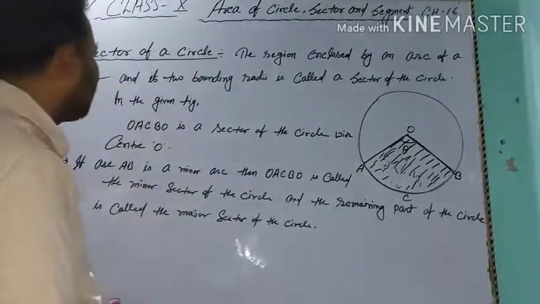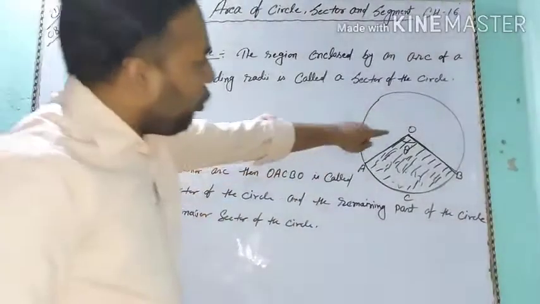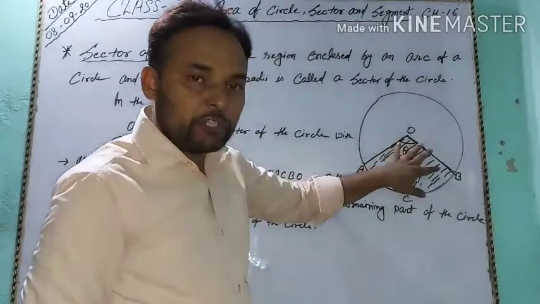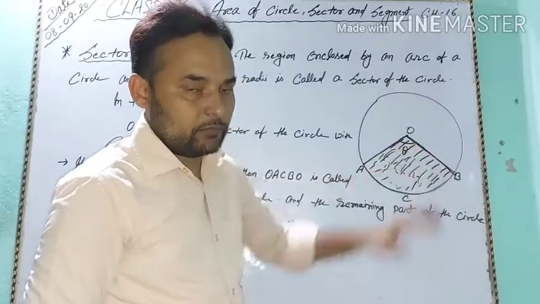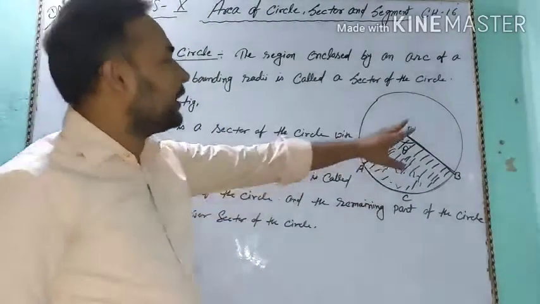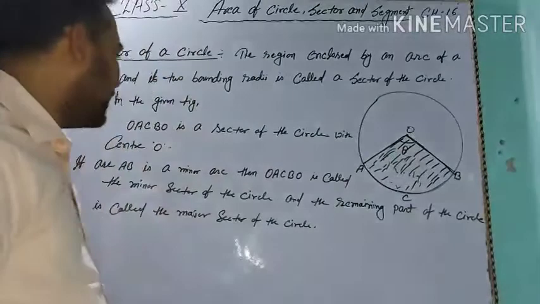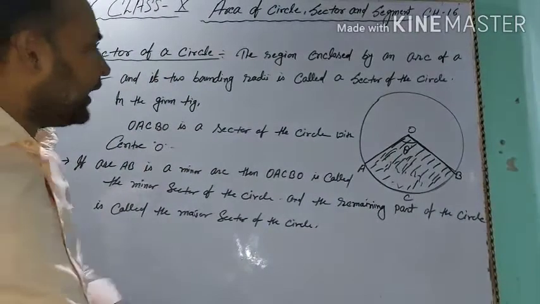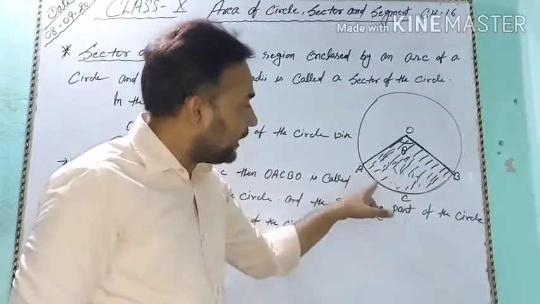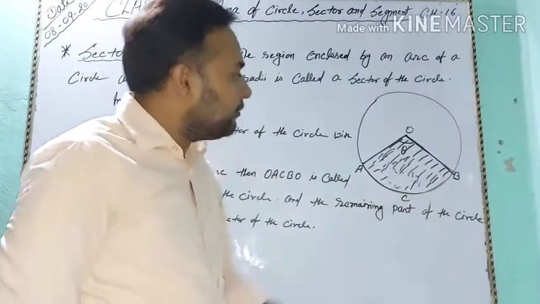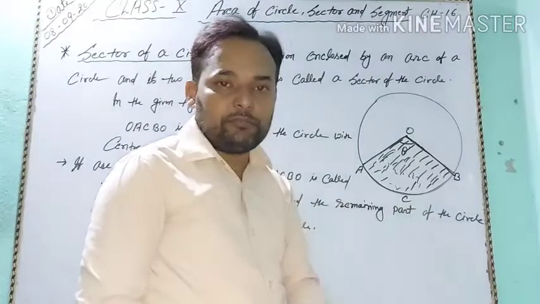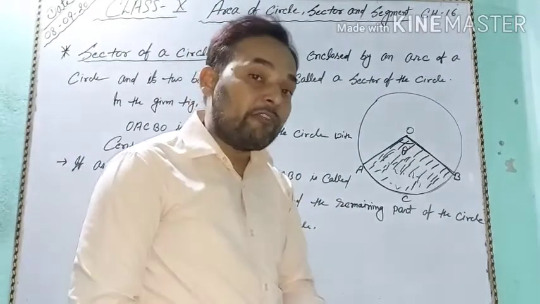So students, in this figure, OACBO is the sector of the circle, a sector of a circle with center O. If arc AB is the minor arc, then we say that this sector is the minor sector. It's called the minor sector.